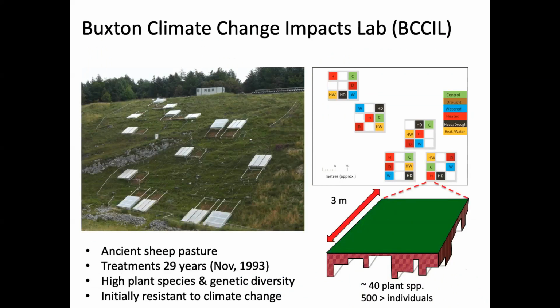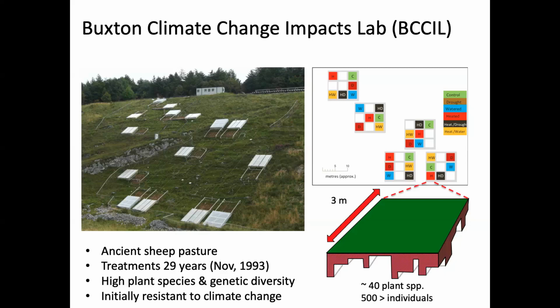So the Buxton Climate Change Impacts Lab is set up on an ancient sheep pasture on a dale side in Derbyshire. You can see an image of the site here. The treatments have been set up since November 1993. The warming treatment started during November 1993 with drought treatments and summer watering treatments following in 1994. That means that the treatments have been run for 29 complete years, and that we're now in the 30th year of manipulation.